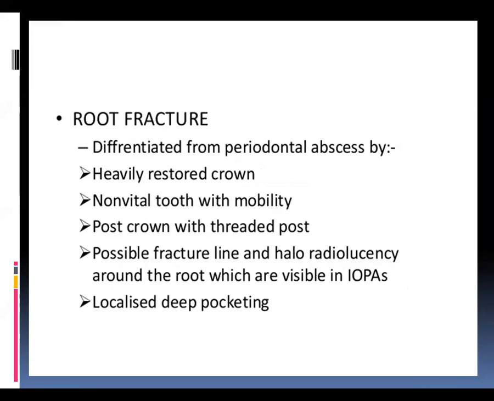The next is root fracture. It is differentiated from periodontal abscess by a heavily restored crown. There is a non-vital tooth with mobility. There is a post crown with a threaded post, a possible fracture line, and a halo radiolucency seen around the root, which is visible in an IOPA, and localized deep pocketing is present.